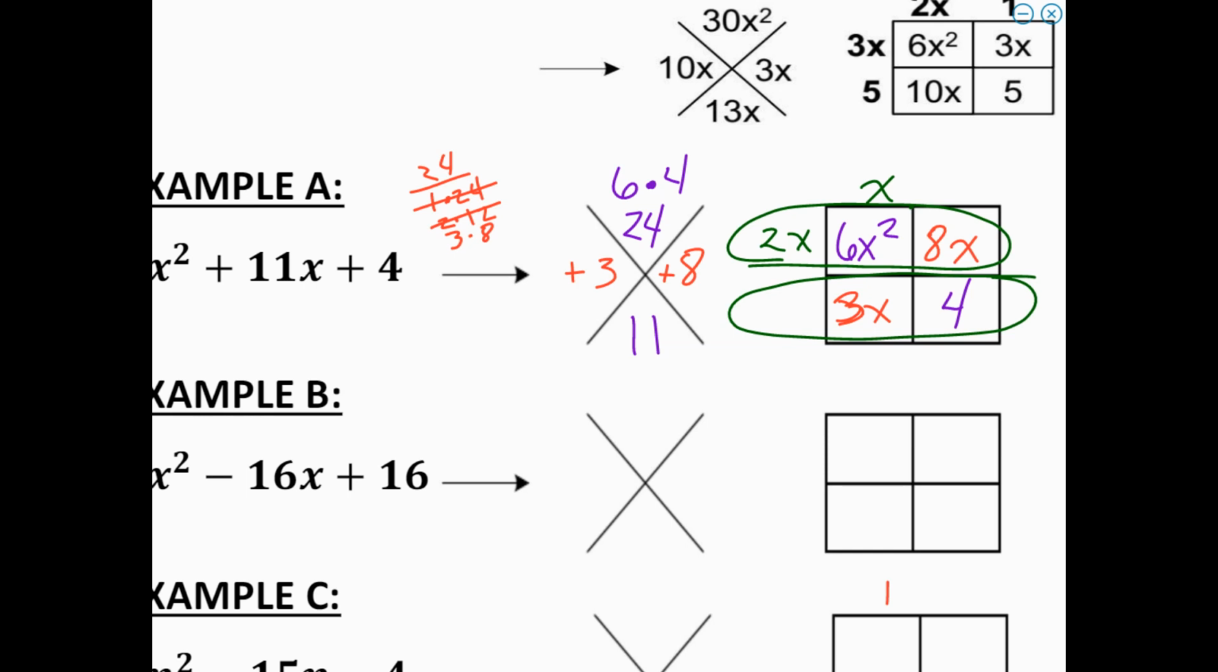Would it be 1? It would be 1. Because 3 and 4.